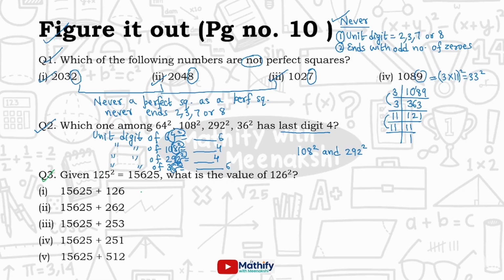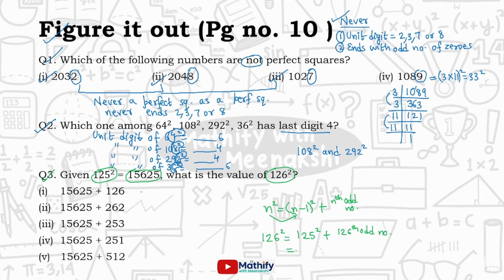It's given that 125 square is equal to 15625. Then what is the value of 126 square? And 5 options are given to you. As you know, we have discussed in a previous video that in case we have to find the square of a number and we know the square of its previous number, then you have to simply add the nth odd number with n minus 1 square to get n square. Now just see here. Here n square is 126 square and n minus 1 is 125 square. So we know 126 square is equal to 125 square plus the 126th odd number.